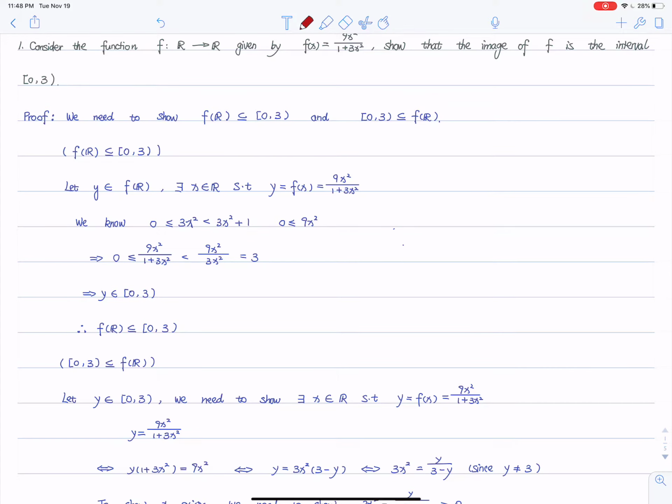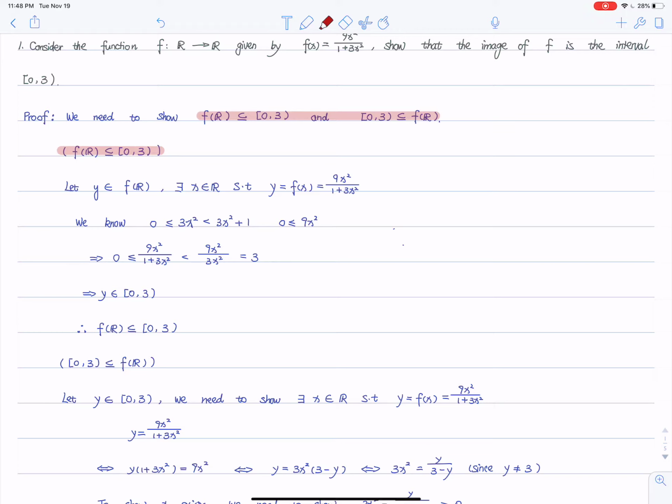Okay, so to show the image of f is the interval from 0 to 3, this is a set equality question. As we mentioned many times, if we want to prove two sets are equal, we need to show they are subsets of each other. So first of all, we show this side.